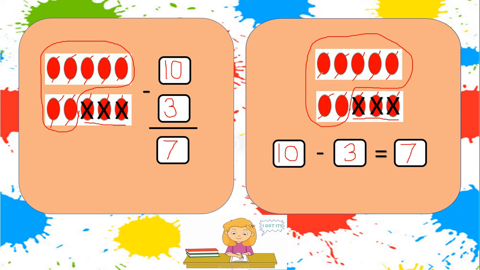So again, count again with teacher. 1, 2, 3, 4, 5, 6, 7. So it means there are 7 red balls left. So you can see, okay, you have here the answer 7. And you also have here the answer 7. So even if you write this way or this way, you will arrive with the same answer.